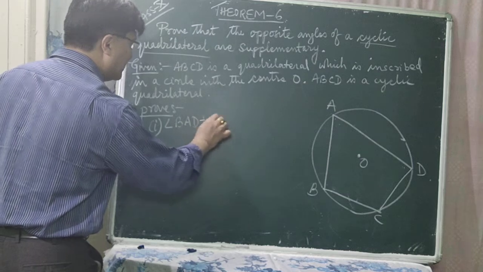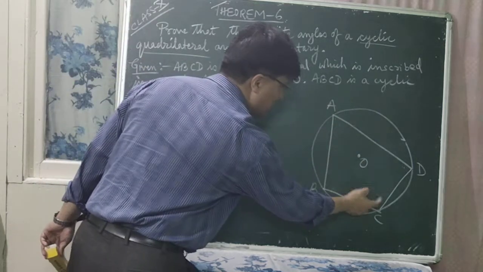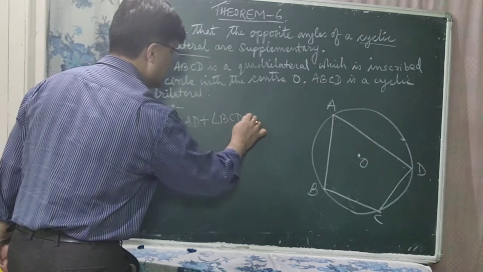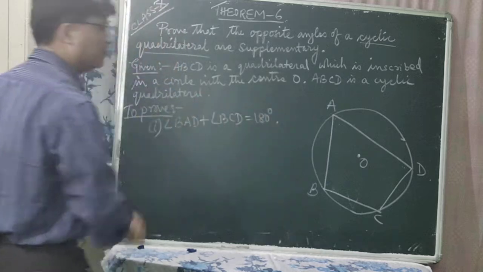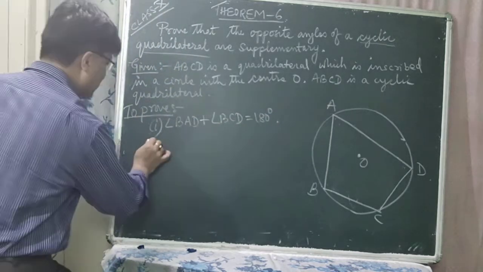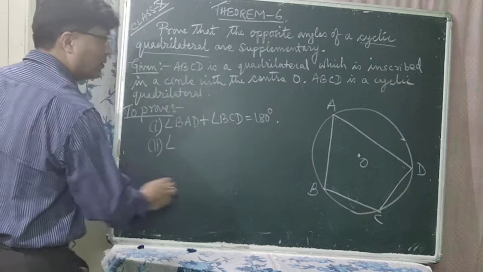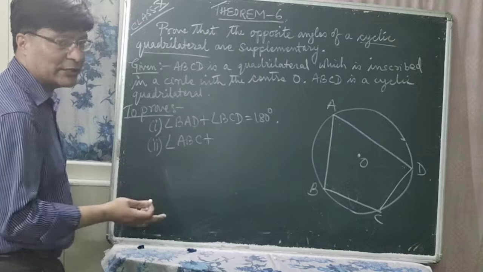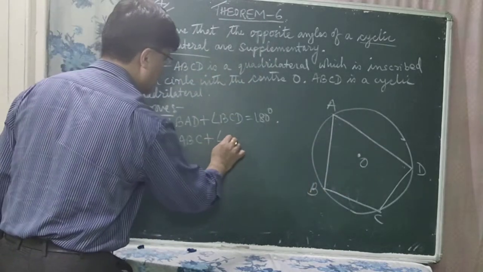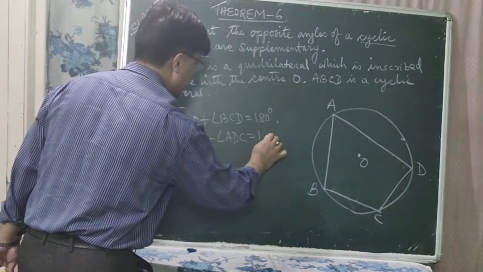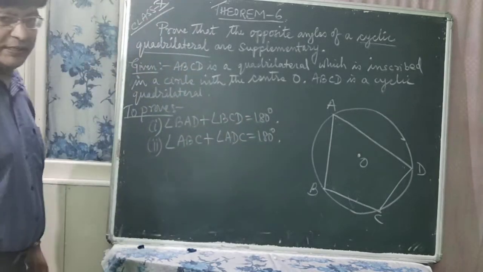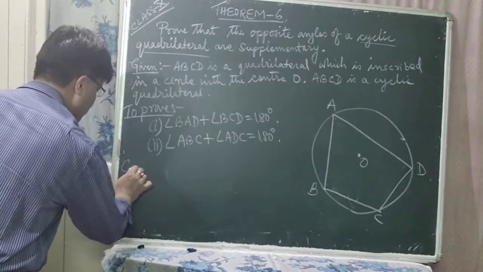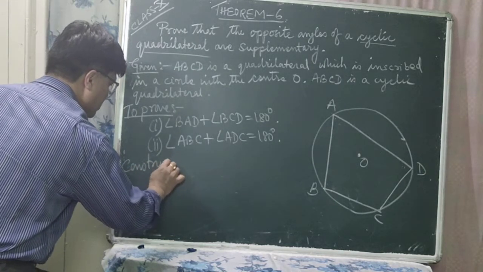If you take angle BAD, what is its opposite angle? This is the opposite angle, right? So angle BAD plus angle BCD is equal to 180 degrees, right? And similarly, you have to prove angle ABC plus angle ADC. If you take angle ABC, which is its opposite angle? Angle ADC. That is, angle ABC plus angle ADC is equal to 180 degrees. Okay?